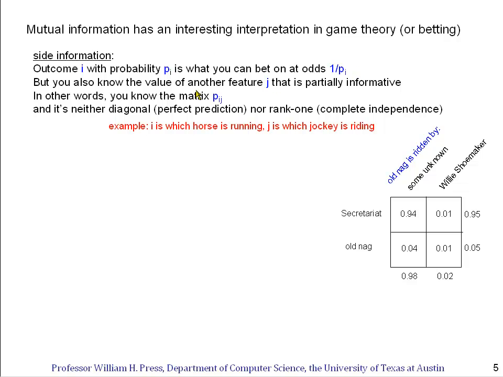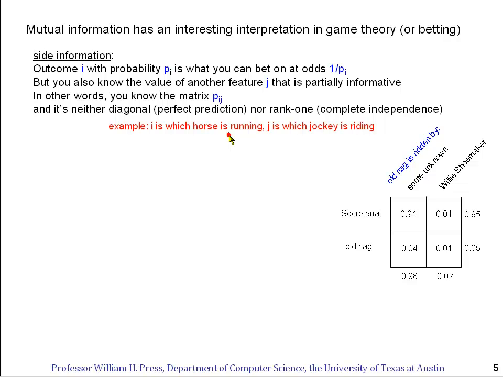Now what makes this interesting is that you also know the value of another feature, j, that is partly informative about the outcome of the race. In other words, what you know is a whole matrix of probabilities, namely for each column j, it tells you what the pi's would be under that side information j. And what's interesting is when your matrix Pij is not diagonal, because that would be the case of perfect prediction, nor is it rank 1, because that would be the case where your feature is completely independent of the outcome of the race and there's no information in it. So maybe this would be clear if I just give a little 2x2 example here.